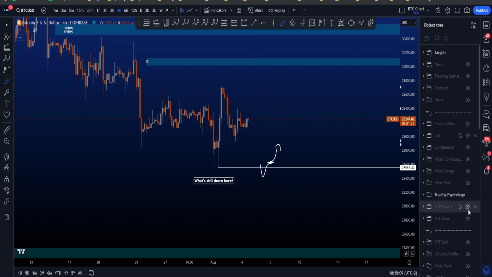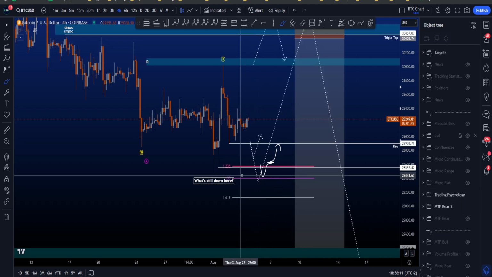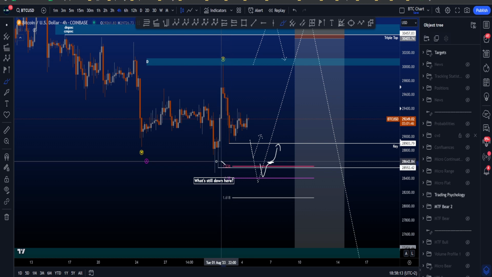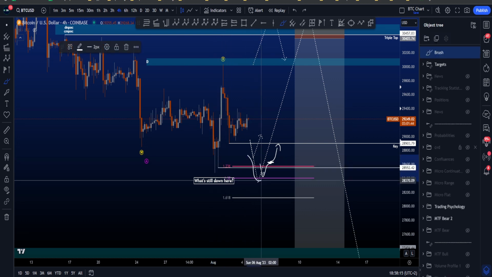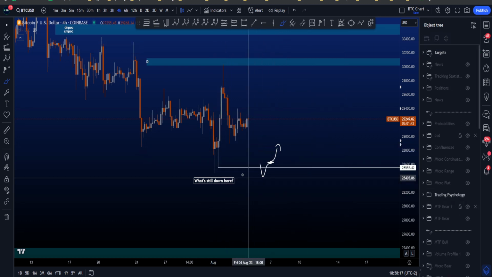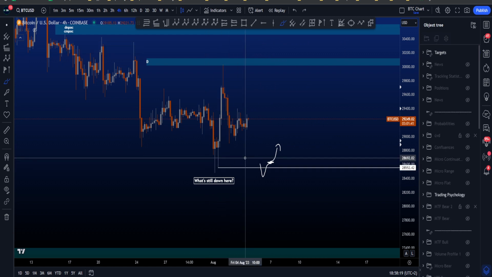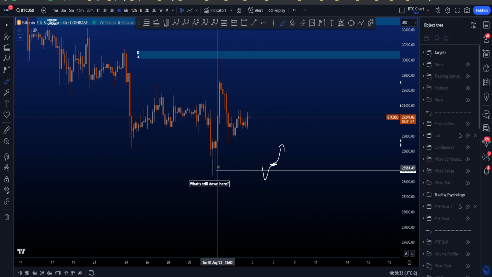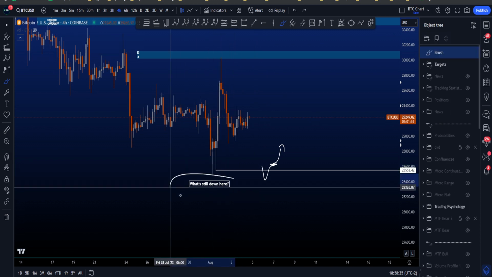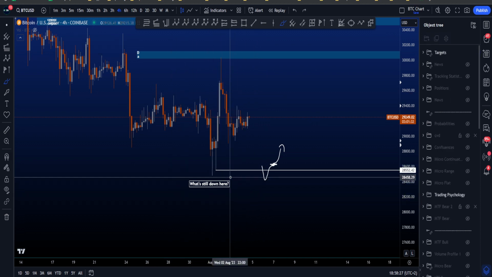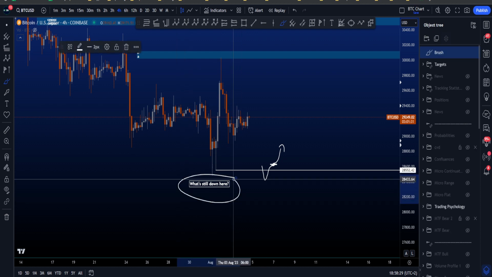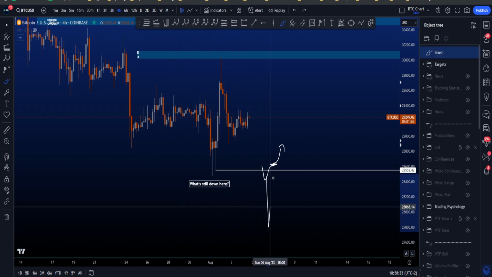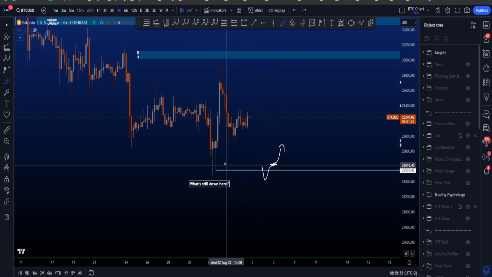So with the scenario I just mentioned, with the expanding flat, it could be okay to take this low, but then another swing failure pattern off this swing failure pattern, you might allow that basically, but it's definitely not great to see this low being taken, because from a trading psychology point of view, what do the market makers or the institutions or whatever, what's still down here, right? The liquidity has kind of been taken. There's not much support.